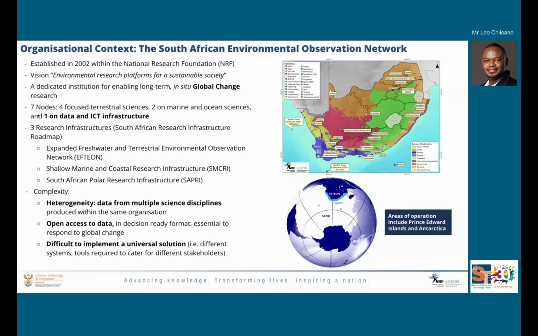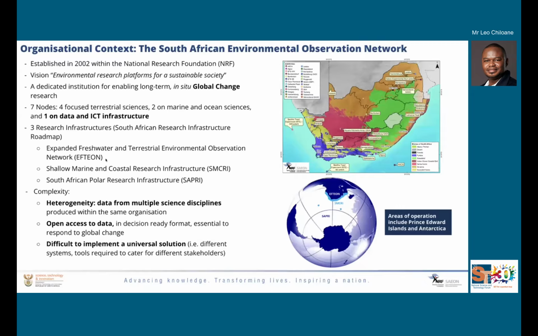So we currently operate 7 nodes, with 4 focused on terrestrial sciences. So these are typically inland. And then we've got the 2 marine nodes, one focused on coastal research and another one focused on offshore. And then we've got a dedicated data node. So this presentation will roughly focus on the work that's done by the data node. But we also host 3 research infrastructures that are part of the South African Research Infrastructure Roadmap.